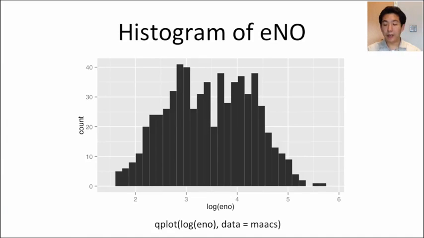So here's a basic histogram of exhaled nitric oxide. This is the log of exhaled nitric oxide, and you can see it has an interesting shape. It looks like there are 2 peaks or maybe even 3 peaks as you go across the histogram. At the bottom of the plot I've got the code that makes this histogram, in case you're wondering how you make it. I use the qplot function to make the histogram.